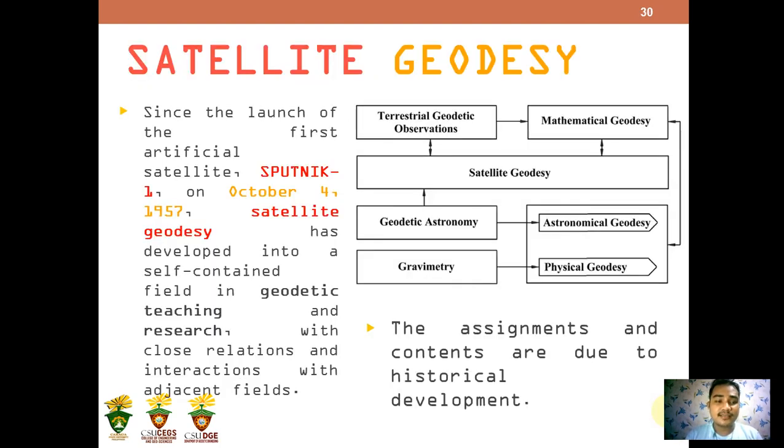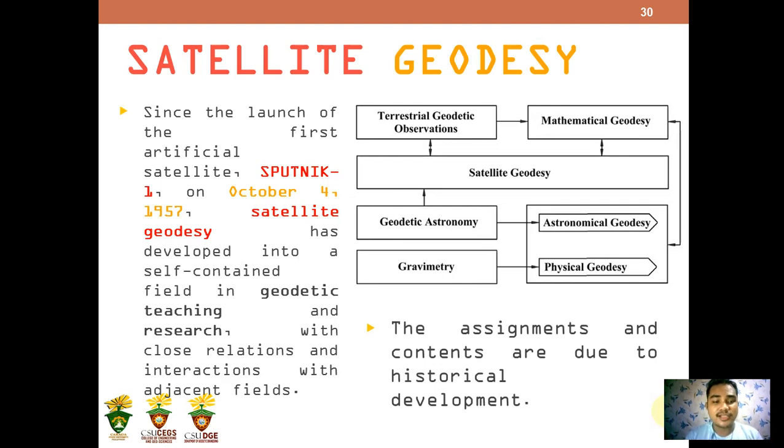And satellite geodesy, no, nag-start ang evolution sa satellite geodesy when the first artificial satellite was launched, no. So ang tawag ato nga satellite si Sputnik 1, no? And that was on October 4, 1957. So satellite geodesy has developed into a self-contained field in geodetic teaching and research, no. Kay since pag-launch man kibali sa satellite, ang iya man yung major na function is to locate some point or specific point on the earth by the use of satellites.